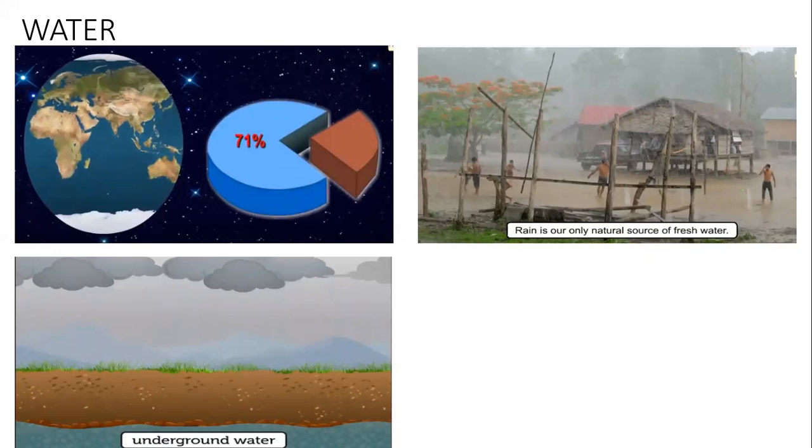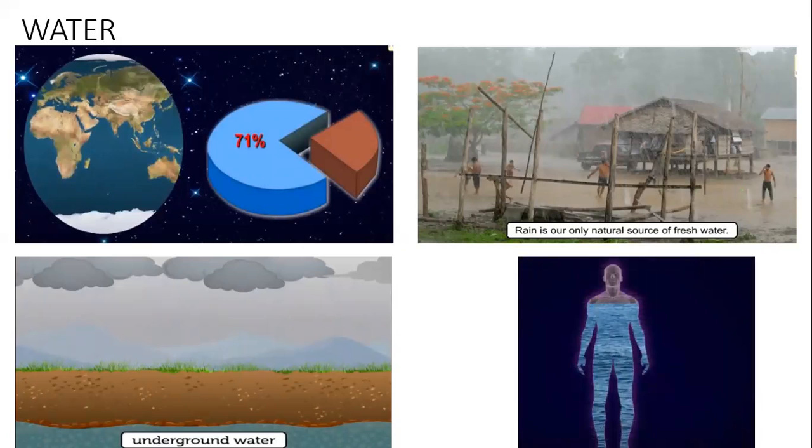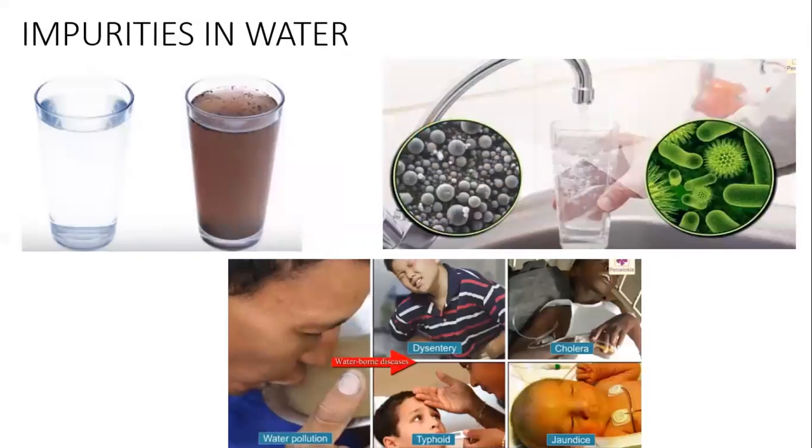Overuse of underground water also leads to scarcity. Our human body also has a maximum amount of water in it. The water that we get has certain impurities, though they may not be visible to the naked eye. Using impure water can cause a number of diseases. It is therefore very important to make sure that the water we use is clean and free from impurities.